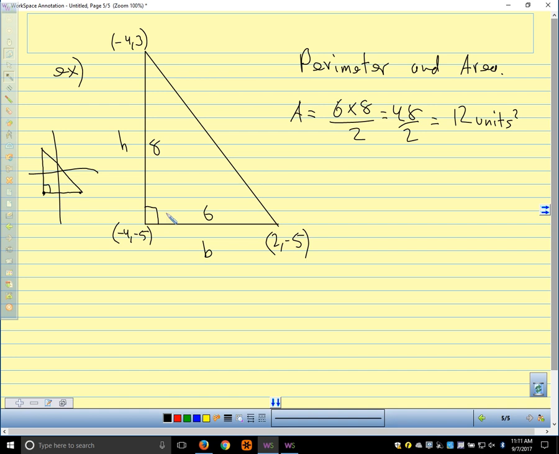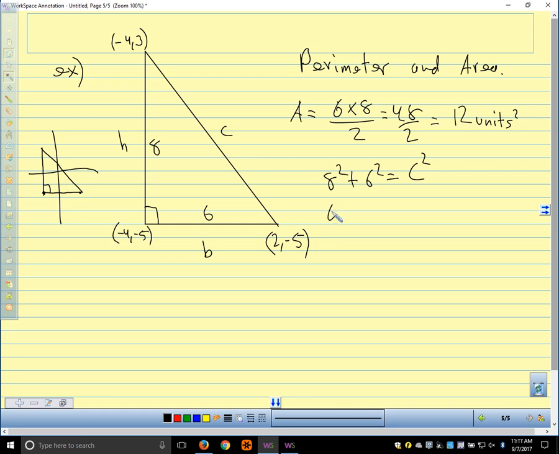What's a special thing we know about the sides of a right triangle? A squared plus B squared equals C squared. The Pythagorean theorem always works for a right triangle. So I can call this side C, and I'll keep this side as B. So 8 squared plus 6 squared equals C squared. The Pythagorean theorem always works for right triangles.